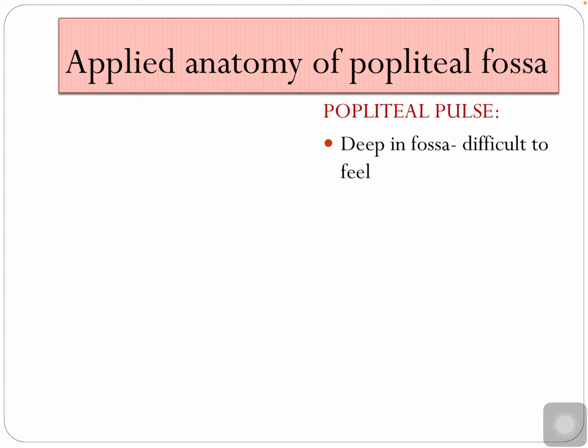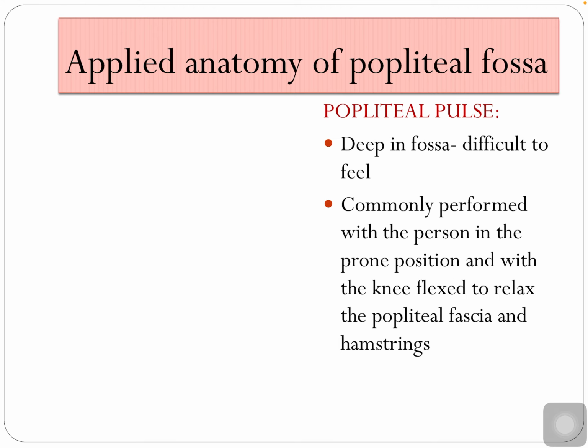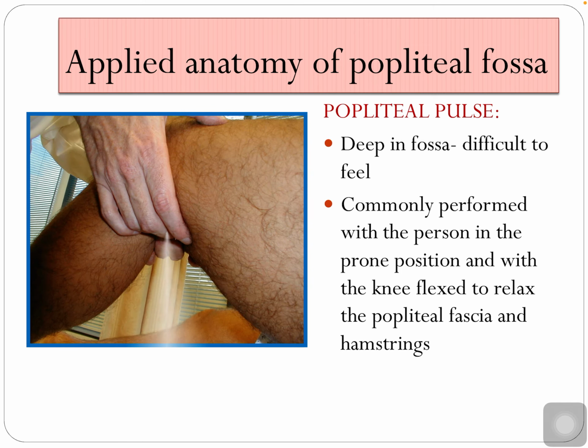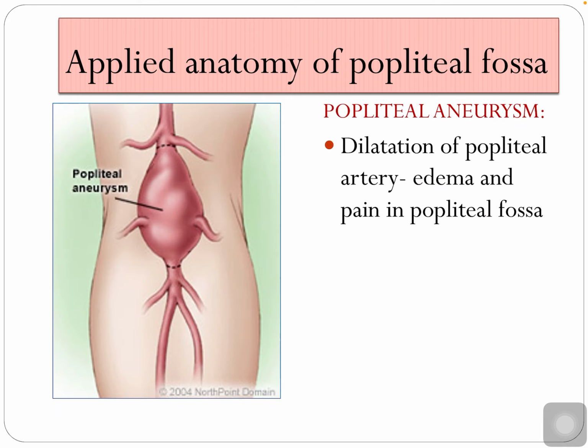Popliteal pulse. It is deep in the fossa, difficult to feel. Commonly, how can we palpate the popliteal pulse? It is performed with the person in the prone position and with the knee flexed, so as to relax the popliteal fascia and the hamstrings. Then you have to feel the popliteal pulse deep in the fossa. Popliteal aneurysm may cause edema and pain in the popliteal fossa.